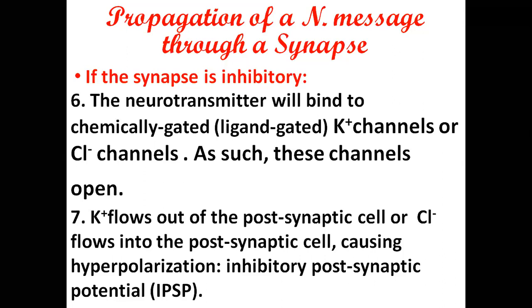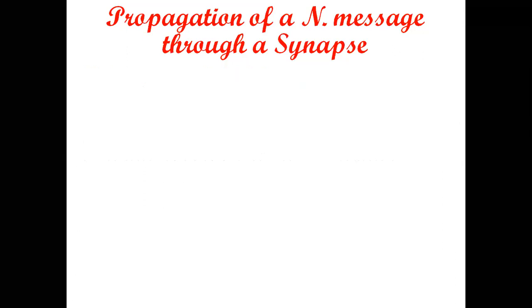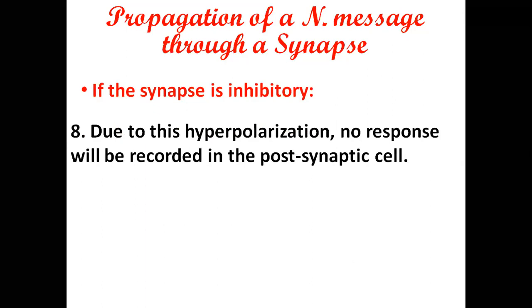Either K plus moves away from the cell, which is a different condition that we talked about before, or Cl minus will flow into the cell. Cl minus are anions, they are negatively charged. So this will cause hyperpolarization. It's called IPSP, inhibitory postsynaptic potential. As this synapse is inhibitory, no response will be recorded since we have hyperpolarization. There is no action potential and no response recorded in the postsynaptic cell.